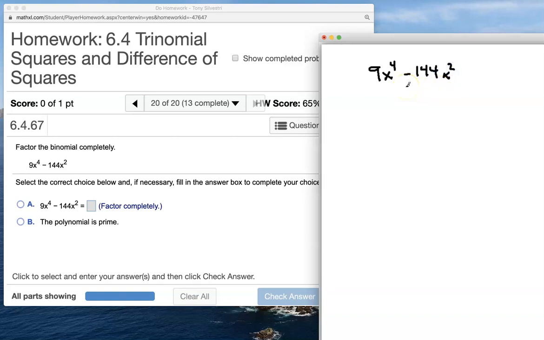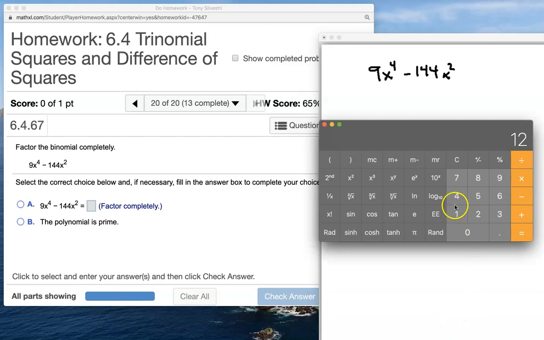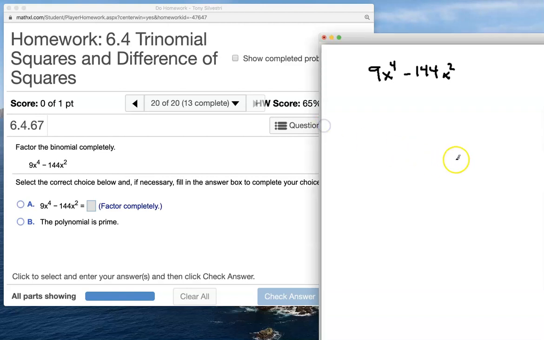Can we pull out a 9? Let's see. Does 9 go into 144? I'd like to think that I could pull out a 9 from 144. So here's what I do. I use my calculator. Let's clear the calculator. 144. Could I divide it by 9 evenly? Yes, 16. It does go in evenly. I'm going to close it now, because we know what that means. I can pull out a whole 9.